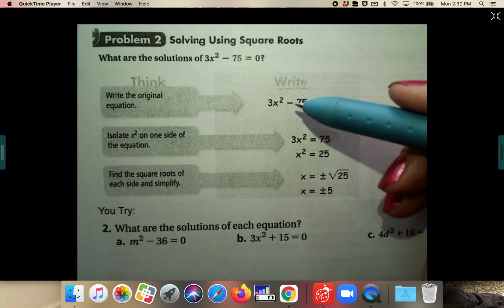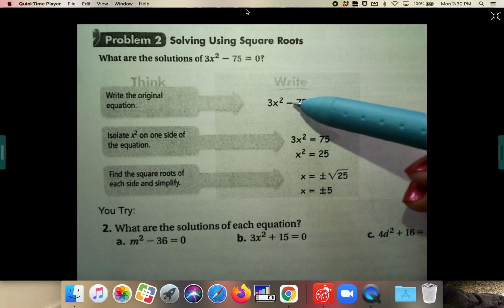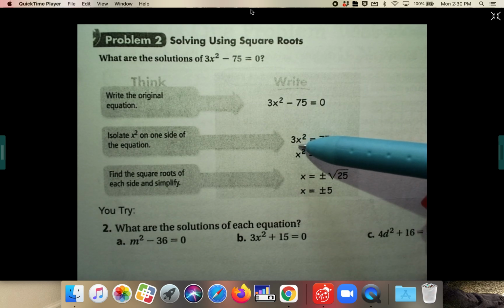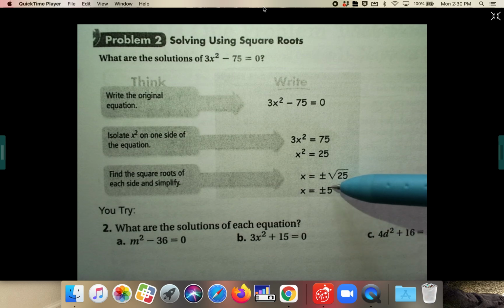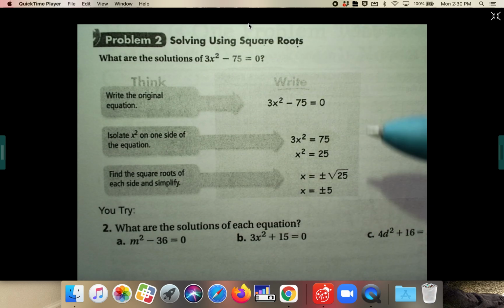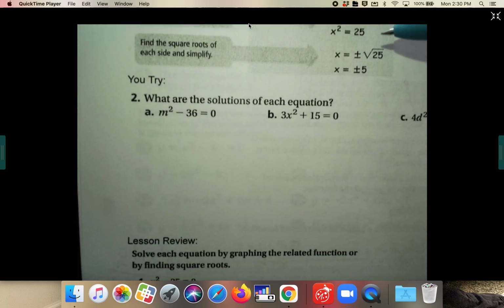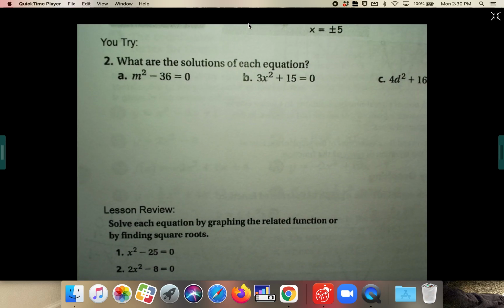This is another example where they added 75 to both sides, then they divided by 3, and plus or minus 5 was the answer. I mean, we've been doing this. It's just that these are more specific square roots, but you just keep solving it the same way. So let's just move down to the "Your Tries."